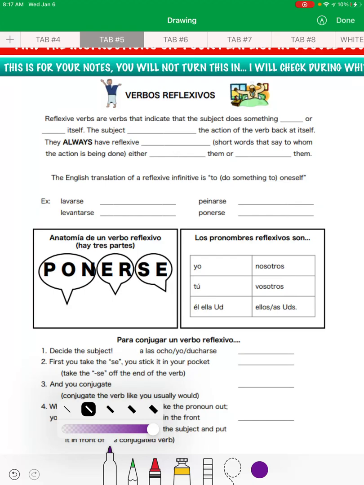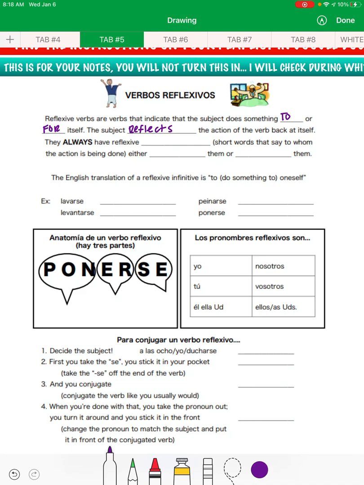Okay, guys, so we are going to talk about reflexive verbs today, which is kind of a strange concept in Spanish because we really don't do it a lot in English. So, looking at the definition, reflexive verbs are verbs that indicate that the subject does something to or for itself. Okay, the subject reflects the action of the verb back at itself. I know that does not make a lot of sense right now.